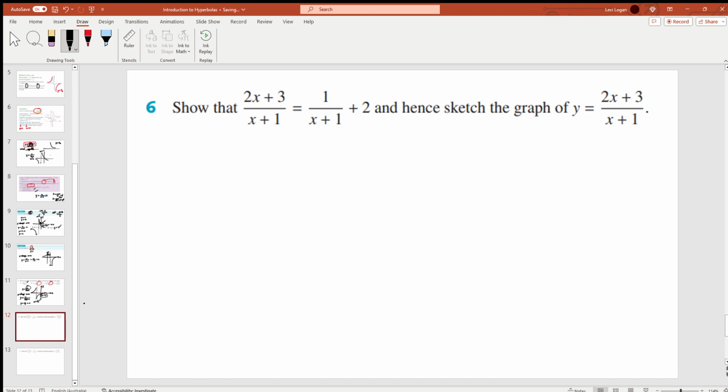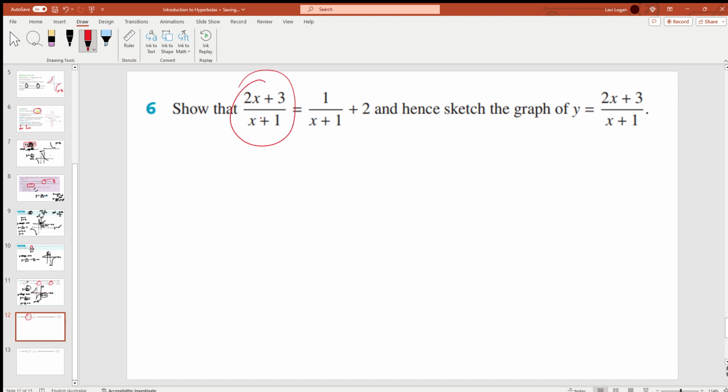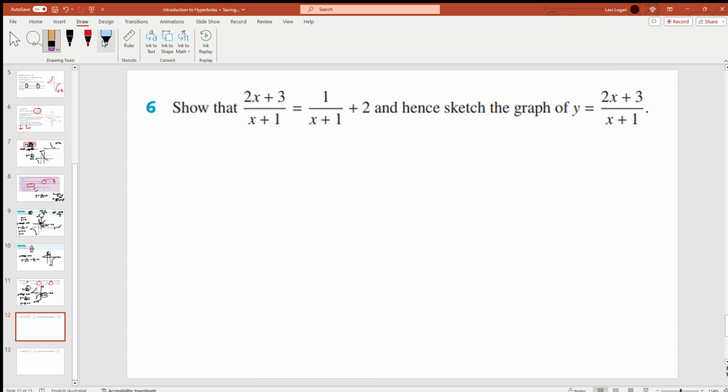So question 6 that I've chosen from the Cambridge book is, alright, you're given this, show that it's equal to that, and hence sketch this graph. So you could get given a hyperbola that looks like this. And you might be looking and thinking, okay, how's that a hyperbola? Well, that's pretty much part of the question. You need to show that this is equivalent to that. So what you need to do is pretty much a bit of long division.